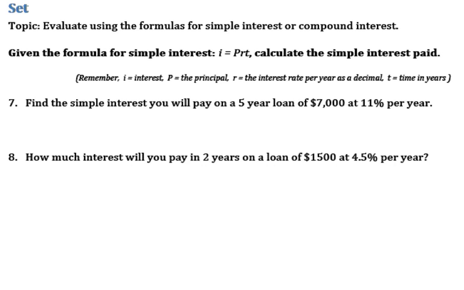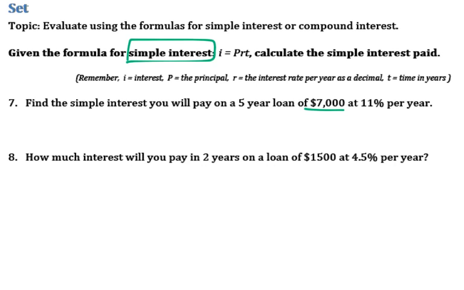Okay, now let's get to that same kind of stuff we've been dealing with. Evaluate using the formulas for simple interest or compound interest. Given the formula for simple interest, this is not like the formula we did in class. This is just finding the interest. So how much did it earn? Calculate the simple interest paid. Find the simple interest you will pay on a 5-year loan of $7,000 at 11% per year.